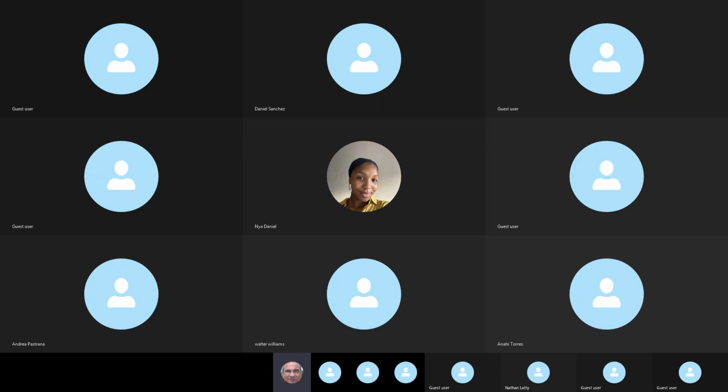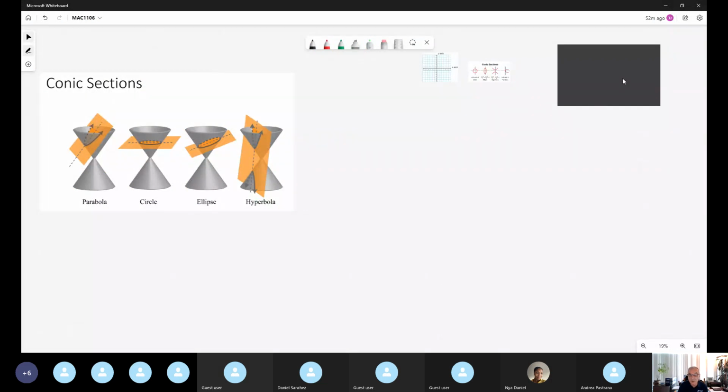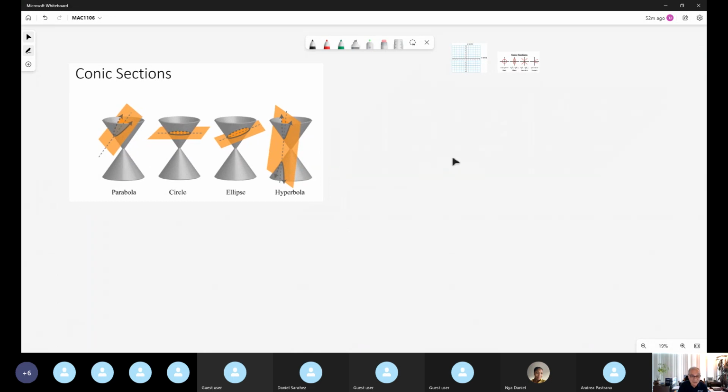Today we start to study the conic sections. Do you see the whiteboard, right? Conic sections. Guys, this is extremely important to understand for taking calculus.